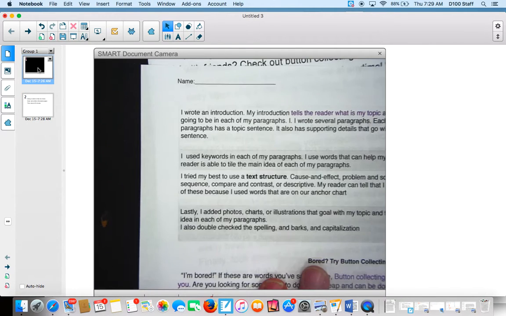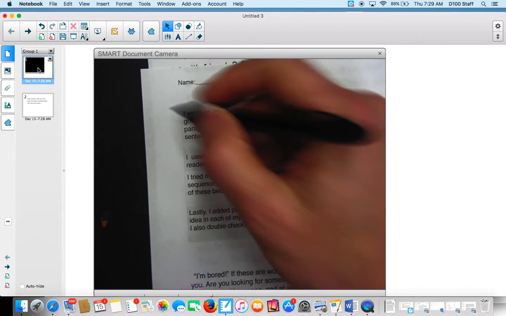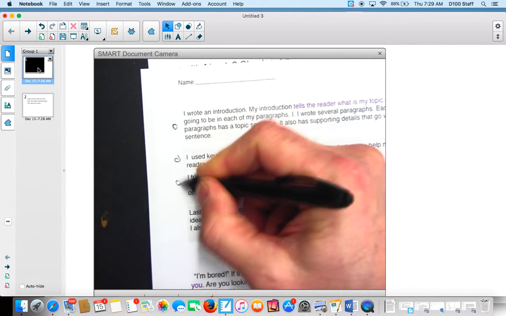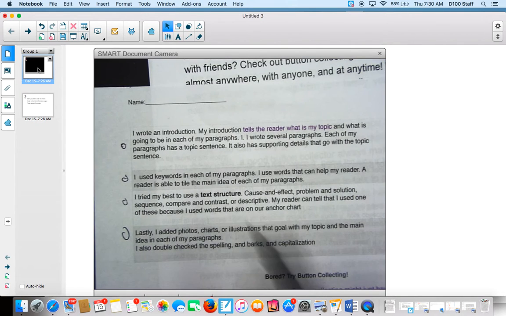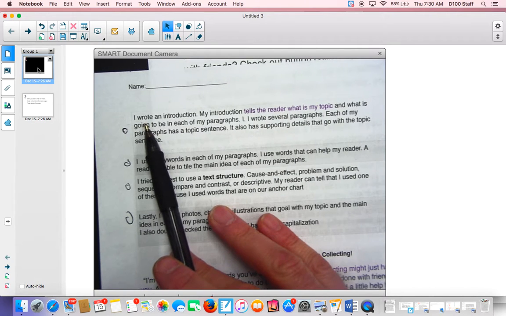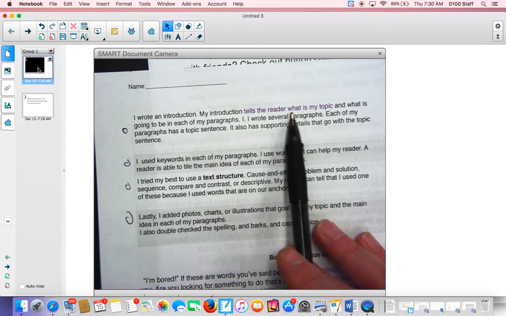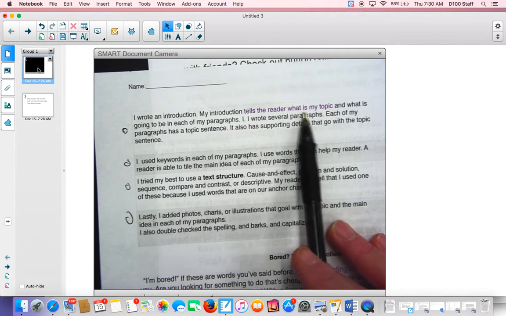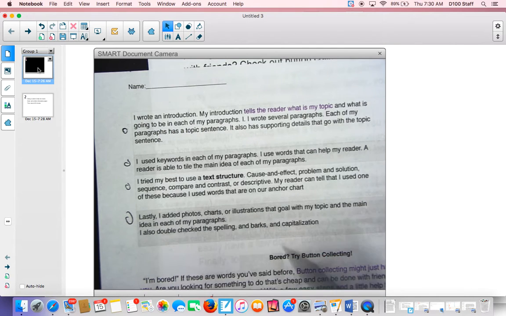Okay, here's the rubric you've been given. The rubric has 4 points: 1, 2, 3, 4. And each of those points has I can statements. So let's go step by step. First one, I wrote an introduction. My introduction tells the reader what my topic is and what is going to be in each of the paragraphs.